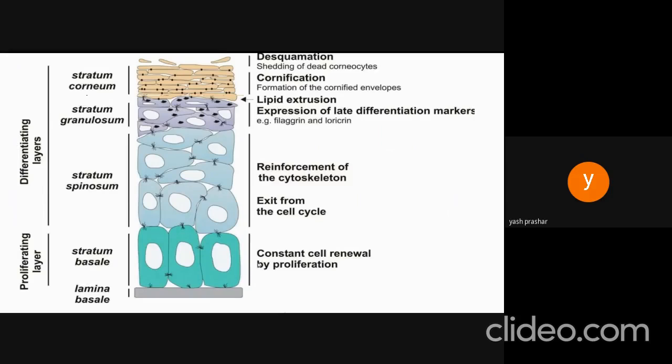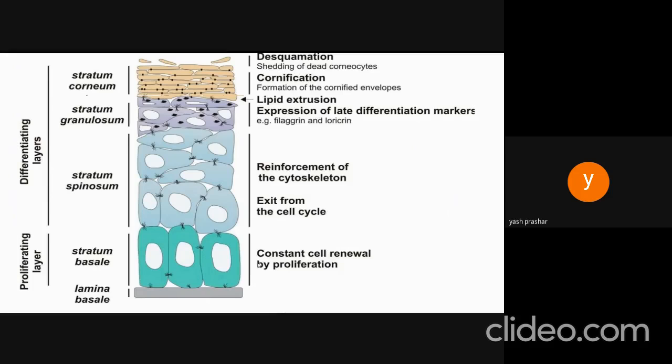Here we are able to see the various layers of the epidermis. We have stratum basale, stratum spinosum, stratum granulosum, and stratum lucidum, which is mainly present in the thick skin. In the thin skin, stratum lucidum is not present. Then we have the stratum corneum, that is the topmost layer.